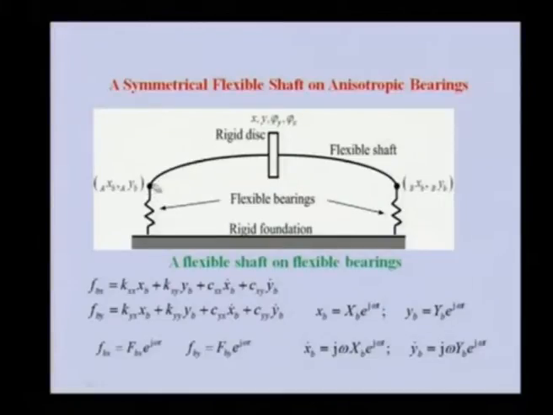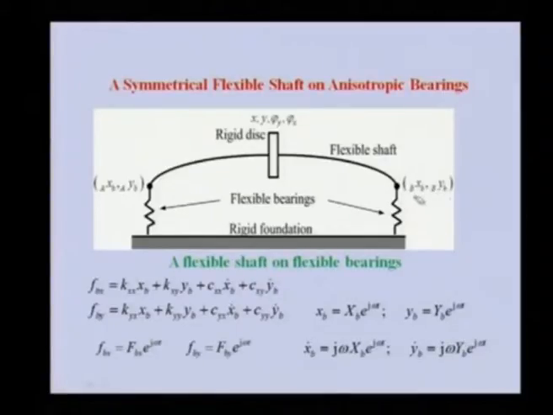In the analysis we will be considering 8 linearized coefficients of the bearing, and correspondingly at the shaft end we need to define the displacement, because the fluid film forces of the bearing will depend upon the relative displacement between the shaft end and the housing. The left end of the shaft displacement we are representing as x b and y b, and the subscript b represents the left bearing. Similarly, on the other side we have the right bearing.